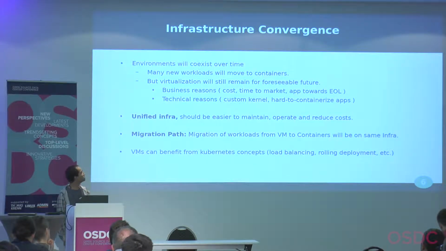So this is what we were talking and discussing about. So you can see the business reasons could be the cost required to containerize, the time to market, and also some applications which are already towards end of life. Then the technical reasons would be certain applications which would require custom kernel, and there could, of course, be some applications which are very hard to containerize.